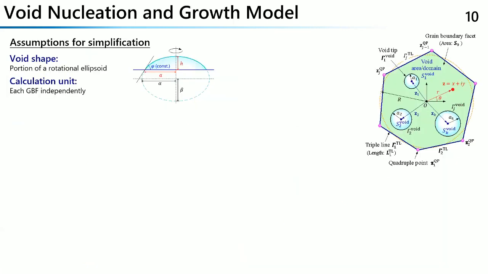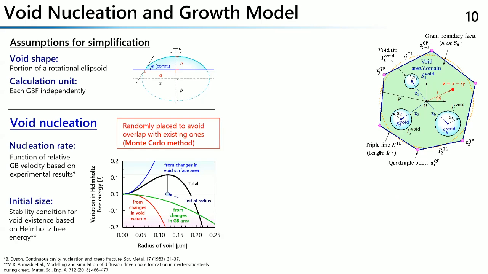And this slide shows the outline of the void nucleation and growth model. In this model, we employed two assumptions for simplification. The first one is the void shape. We assume the void shape as a portion of a rotational ellipsoid, like this. And the second one is the calculation unit. We assume that each grain boundary facet is an independent calculation unit for simplification.